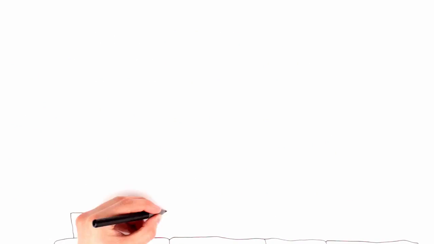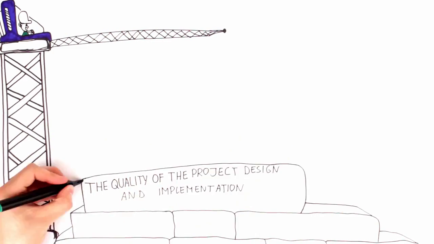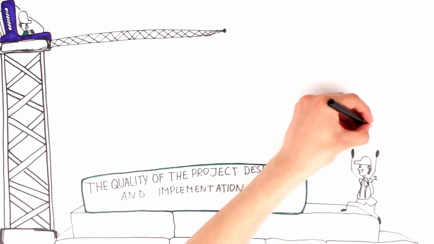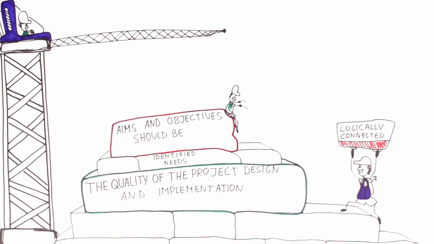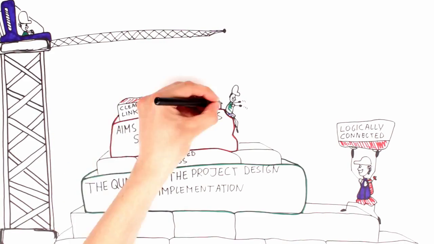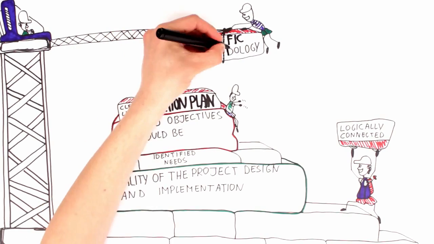The quality of the project design and implementation. This area outlines the quality of the project structure and the main content. When it comes to project structure, all parts of the project should obviously be logically connected. The aims and objectives of the project should be clearly linked with the identified needs. The aims and objectives should be broken down into an action plan and specific methodology.